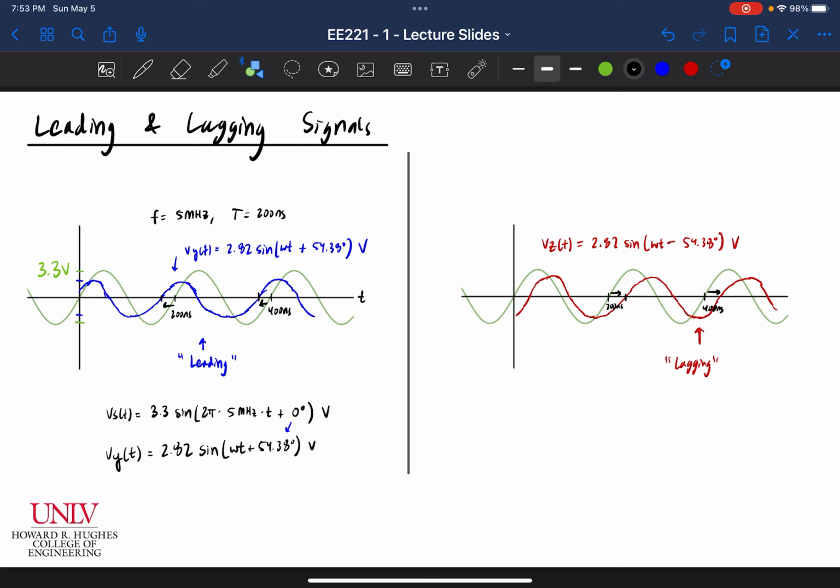All you have to know is that a leading signal is one that occurs earlier in time, and a lagging signal is one that occurs later in time. And with respect to a signal with 0 phase, the leading signal is the one that has a positive phase shift, and the lagging signal is one that has a negative phase shift.